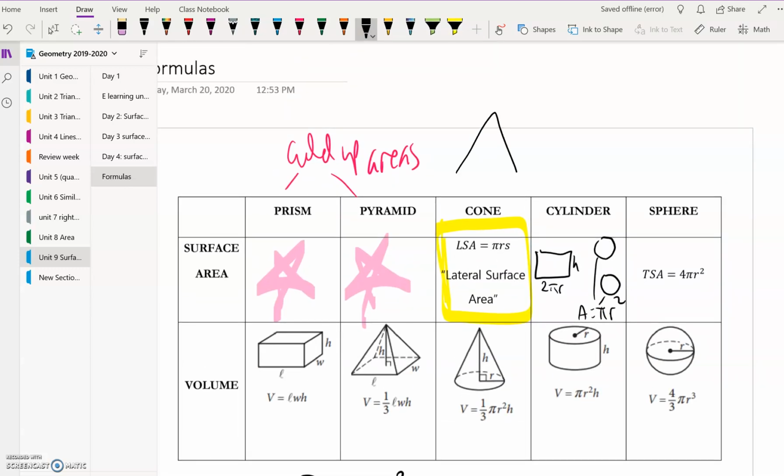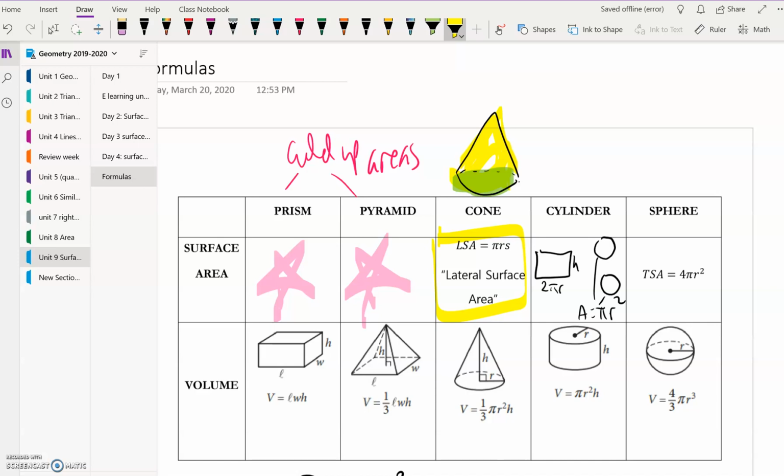If I was to draw a cone for you guys, the lateral surface area would be all the outside bit. It would just not be your circle. So I'm going to make it so that the lateral is just the yellow bit, not the green circle at the bottom. So it's everything but your base.